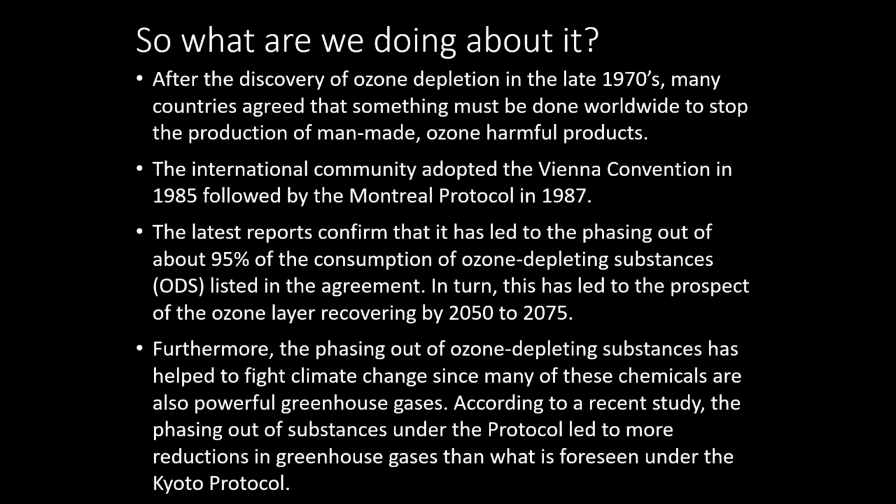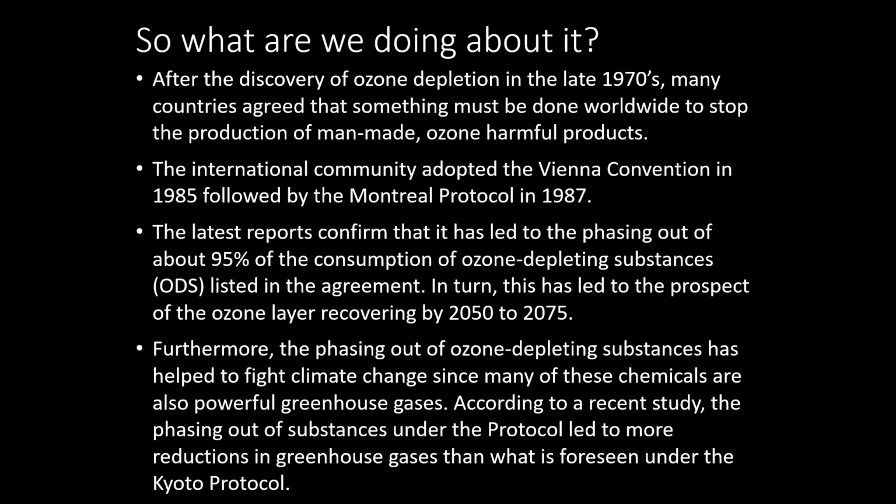What are we doing about it? After the discovery of this ozone depletion in the 70s, countries agreed that there would be a worldwide stop to the production of man-made ozone harmful products. The international community adopted the Vienna Convention in 1985, followed by the Montreal Protocol in 1987. The latest reports confirm that it has led to the phasing out of about 95%, which is very good, of the consumption of ozone depleting substances listed in the agreement. In turn, this has led to the prospect of the ozone layer recovering as expected by 2050 to 2075.